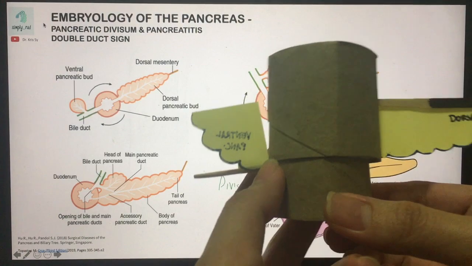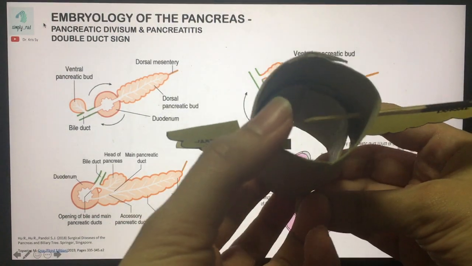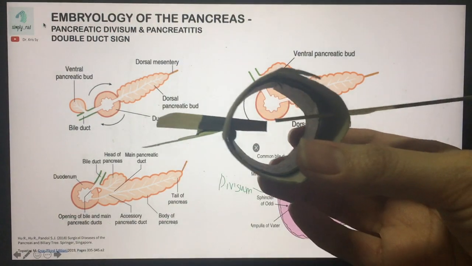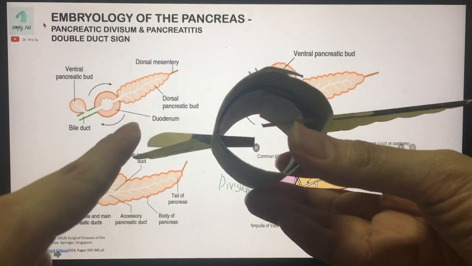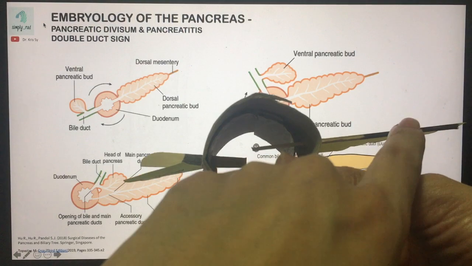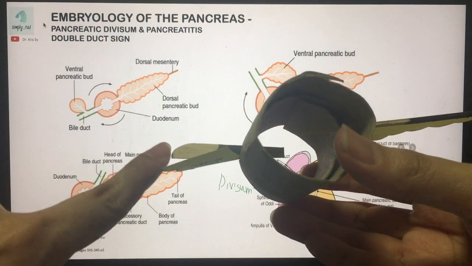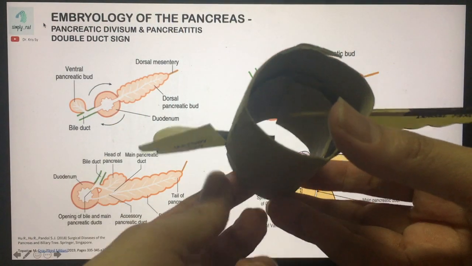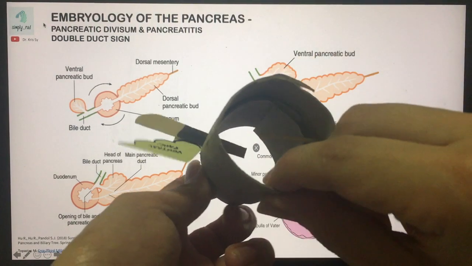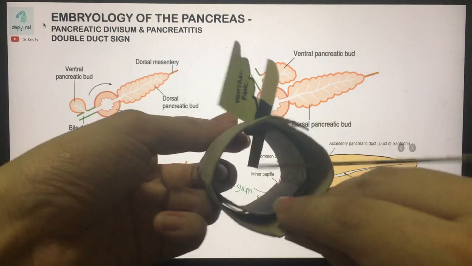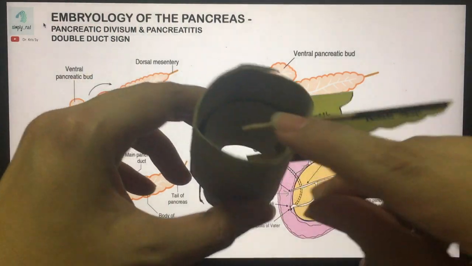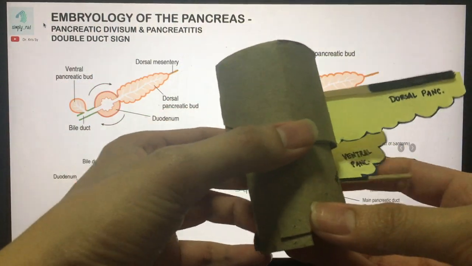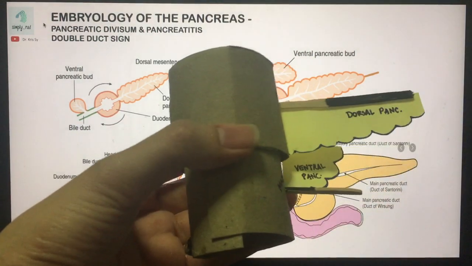Now we're going to switch again to a top view, just like this. Ventral bud, dorsal bud, which is larger, ventral bud, which is smaller. There will be a rotation, just like this. Okay, and if we take a look from the front, it will end up looking like this.